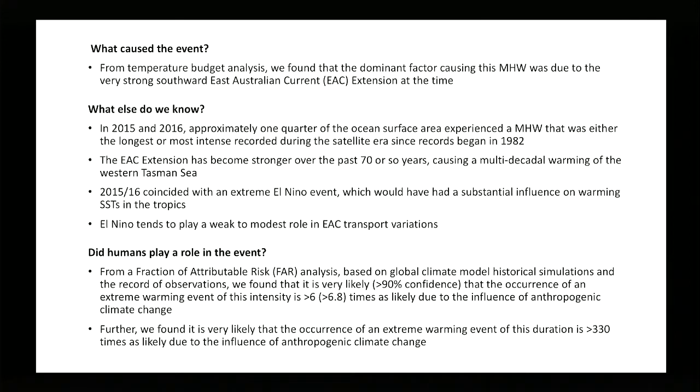What caused the event? Basically, that paper that was referred to on the first slide showed that it was really due to the intensification of the East Australian Current extension during that time. It was anomalously strong. It was the key term in the heat budget equation that was dominant for why that region warmed.